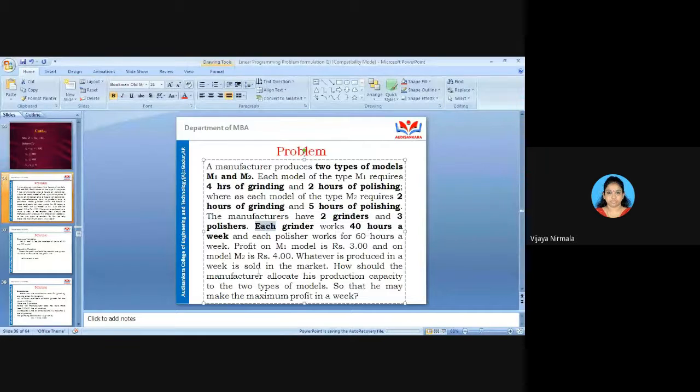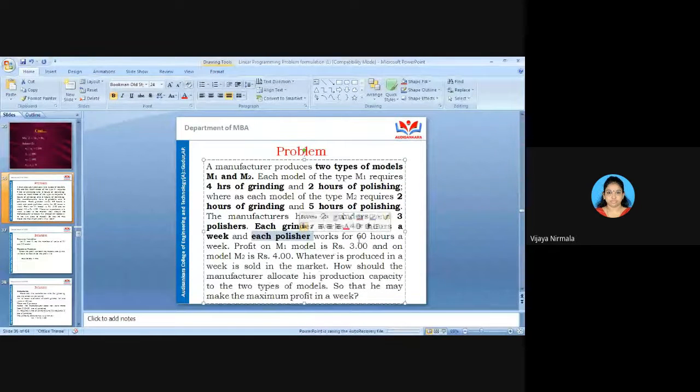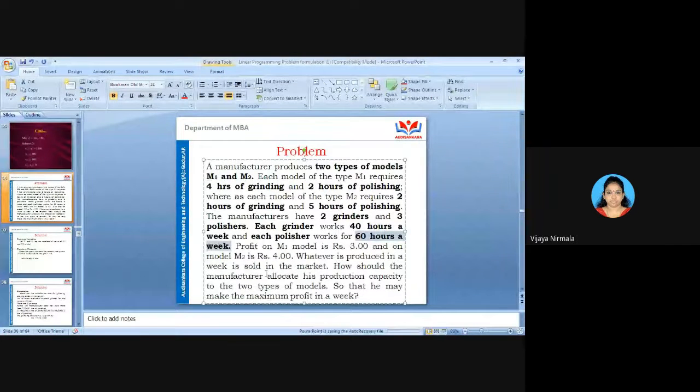If you miss one small wording, you can't formulate. That's the importance, which is why I am telling you in depth. Try to understand the problem. Even if we remove "each", the problem becomes different, and the equations that you write will be different. And here also they have given each polisher works for 60 hours a week.